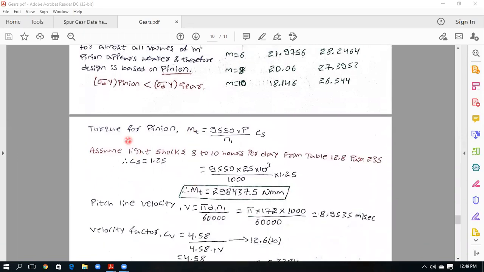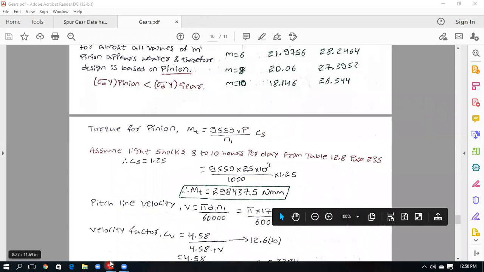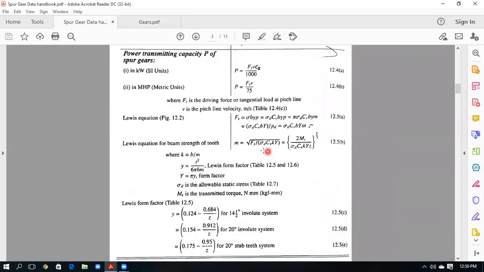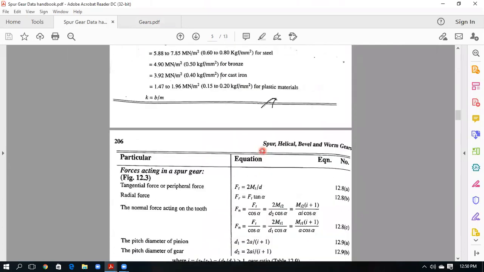Now I need to find out the torque for the pinion. This is the formula: 9550 into P divided by N1, into CS. In this case P is given, it is 25 kilowatt. N1 is also given. Whereas this CS value you need to note down from table 12.8, page number 235.